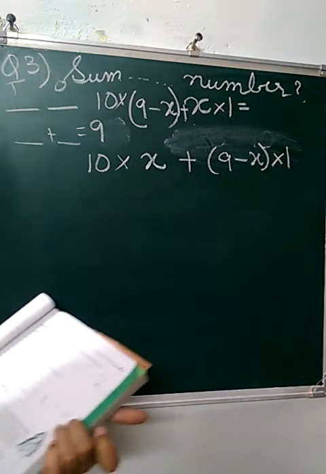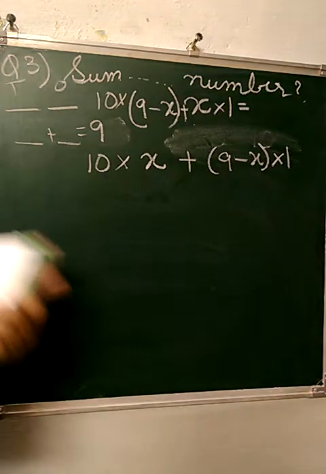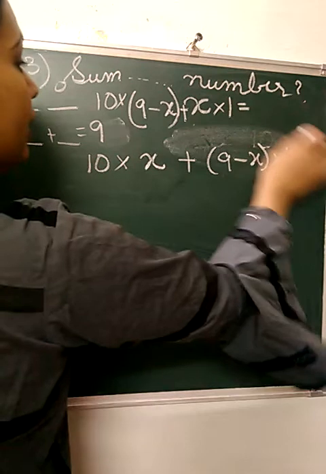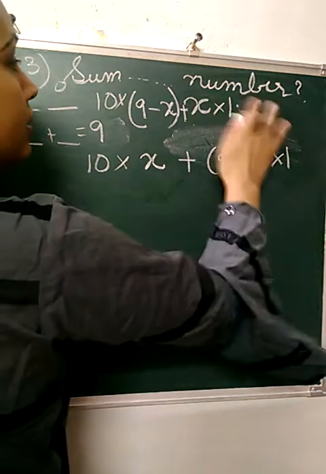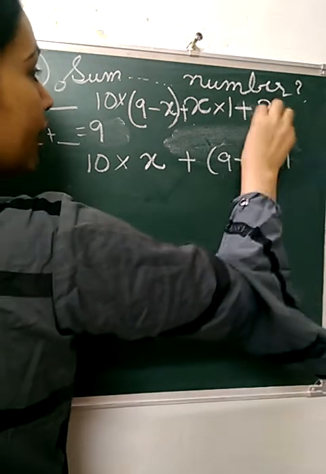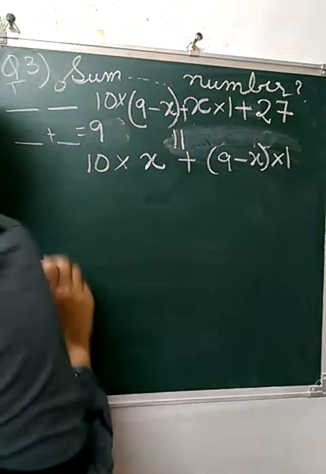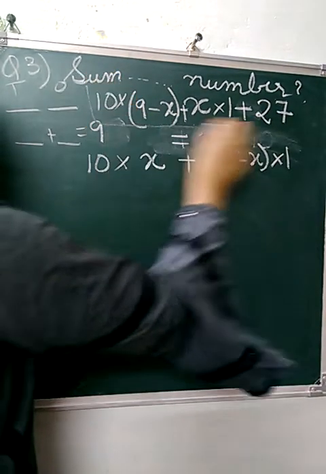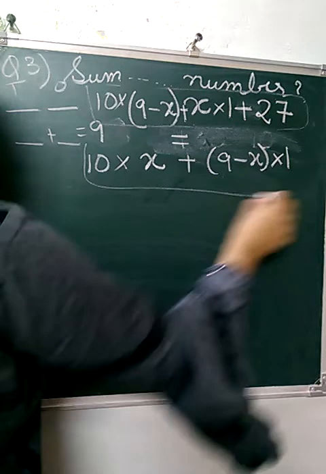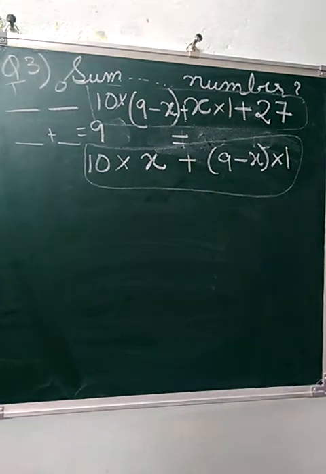When we interchange the digits, it is found that the resulting number is greater than the original number by 27. Which means if you add 27 here, these both are equal. So this is the mathematical expression of the question. This is what we have to solve.